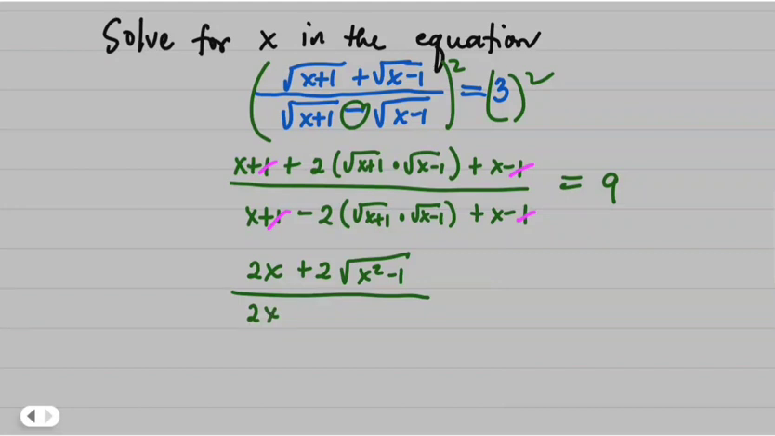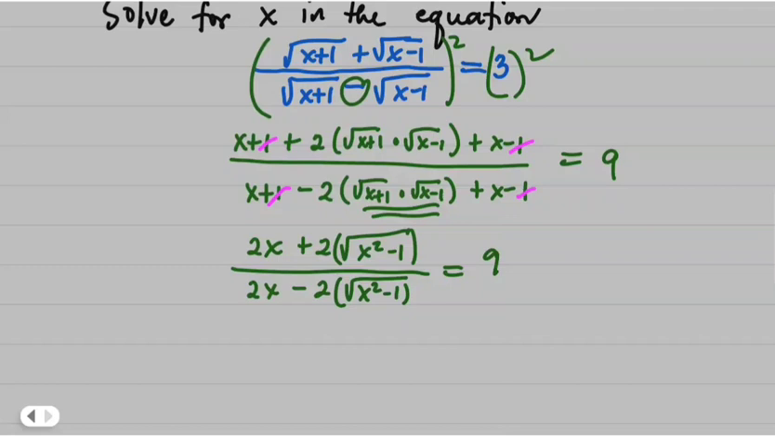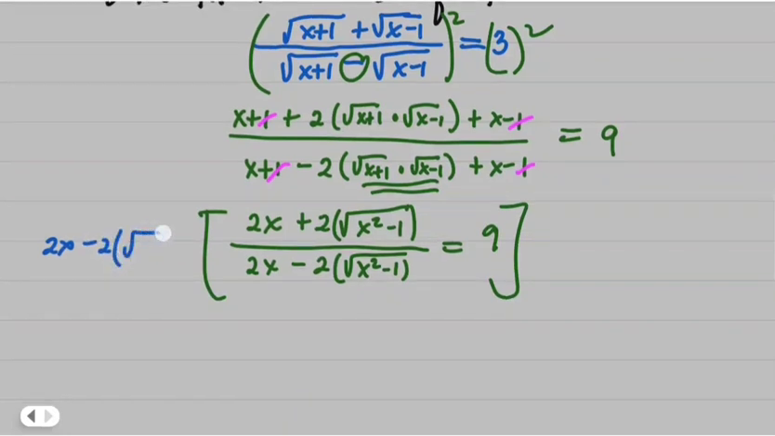2x, and we have minus 2 times, when we simplify this, 2 times the square root of x squared minus 1, is equal to 9. Now we have that as our equation. So next thing that we should do is multiply each side by the denominator so that we'll be able to remove it. So multiply each side by the denominator, which is 2x minus 2 times the quantity square root of x squared minus 1.